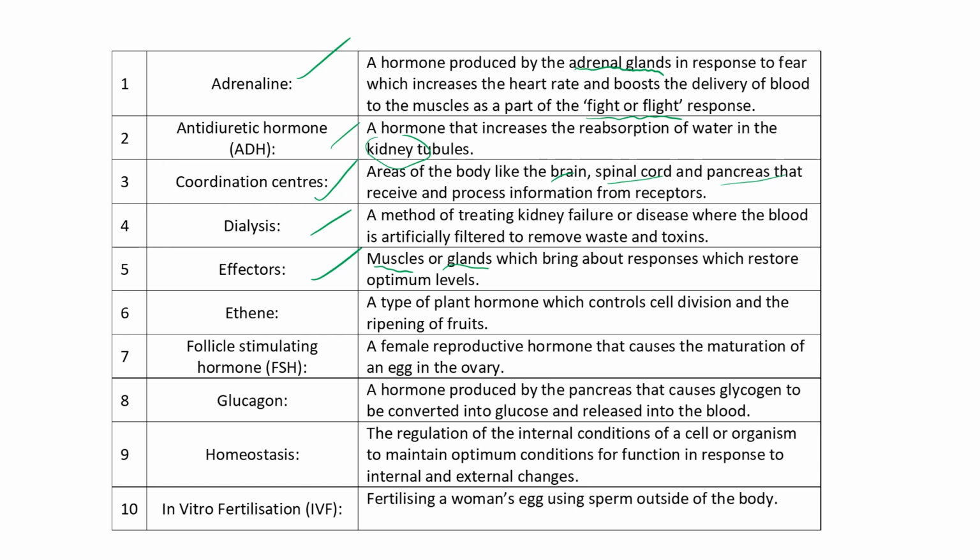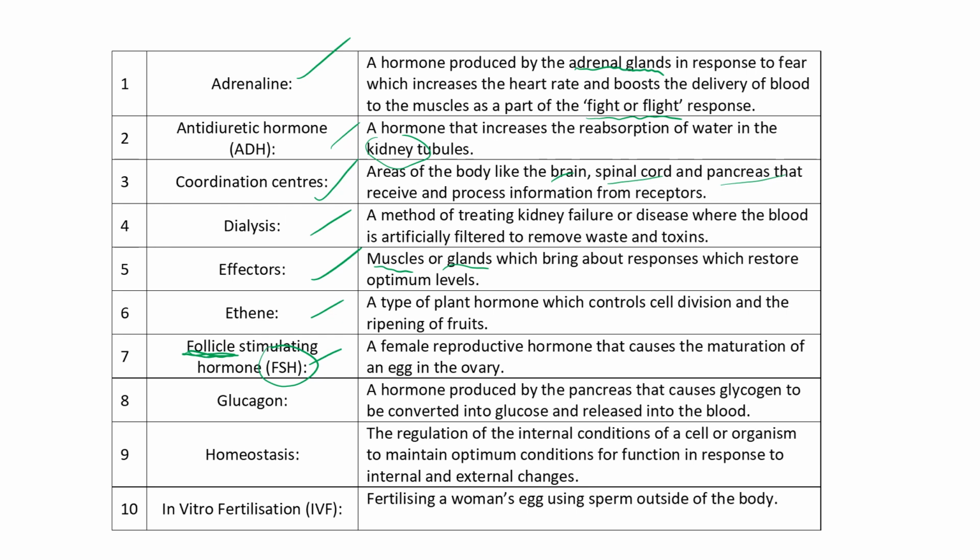A type of plant hormone which controls cell division and ripening fruit: ethene. Bananas give off ethene, which is why you shouldn't put bananas with other fruit, because it makes them ripen. A female reproductive hormone that causes the maturation of an egg: FSH, follicle stimulating hormone. Okay, so inside the ovary is a follicle. It needs FSH to mature it into an egg.